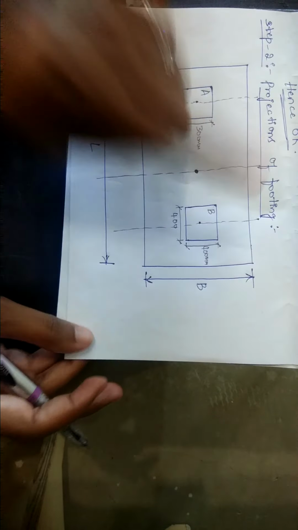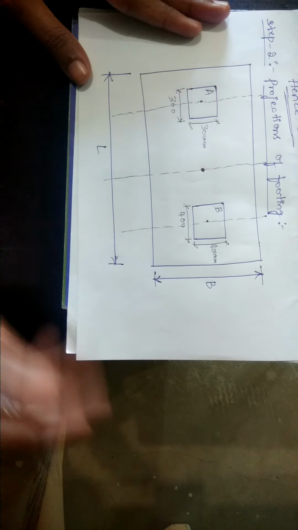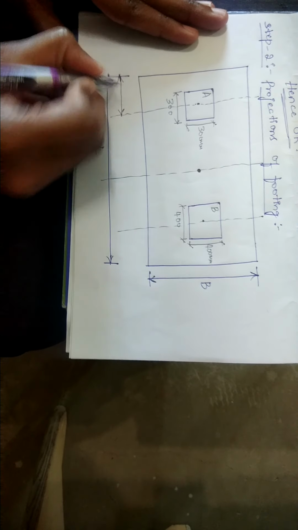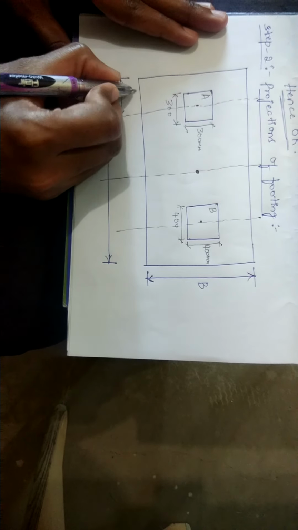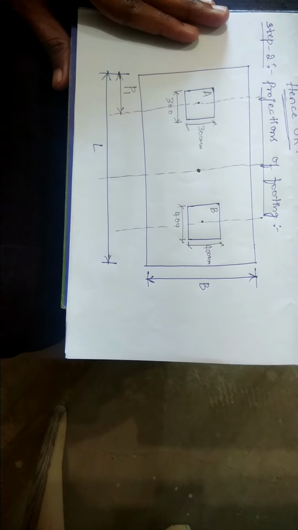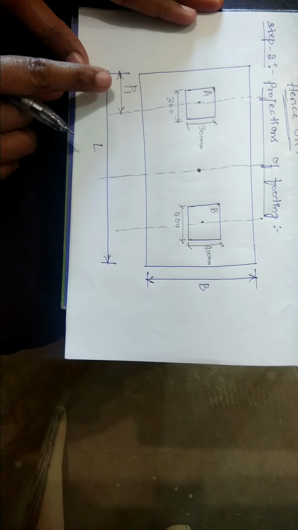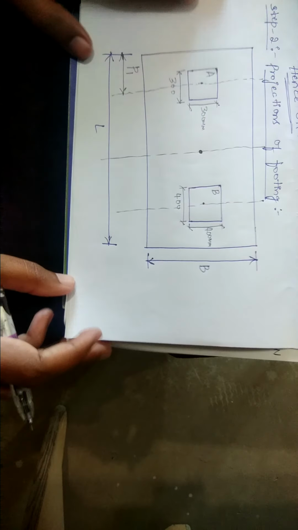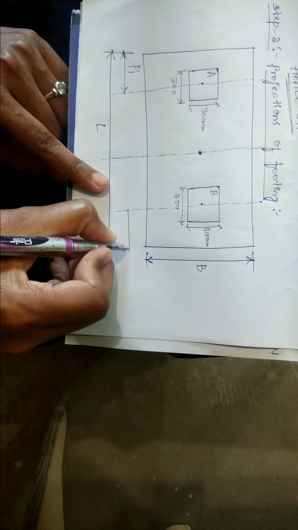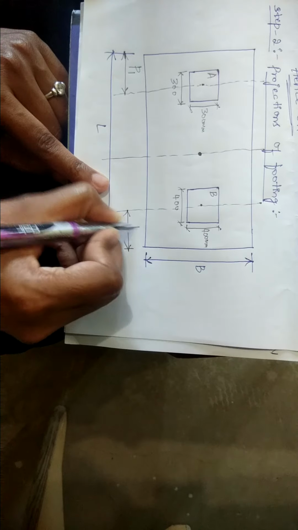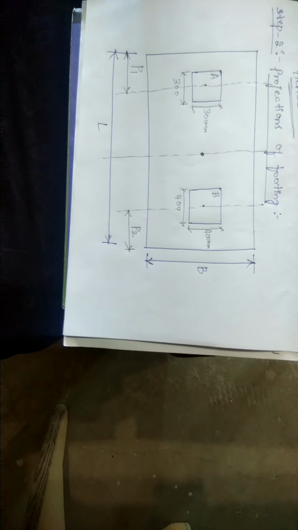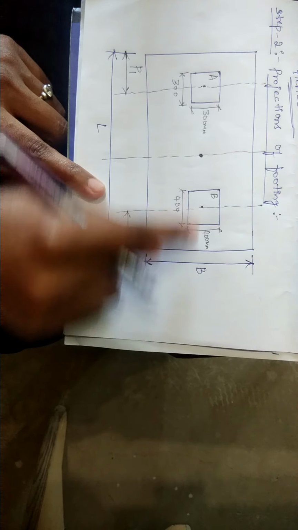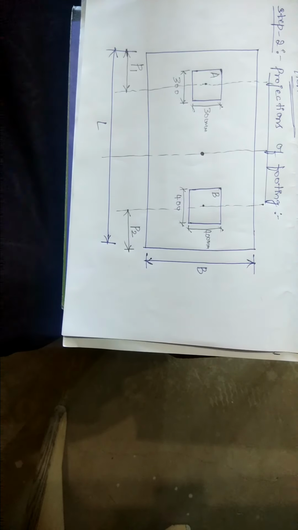Now, the projections we are considering are from the edge of the footing to the CG of column A. We will consider this as P1. Here P1 represents the projection of column A from the end of the footing. Similarly, name this distance as P2. Here P2 represents the projection distance of column B from the end of the footing.